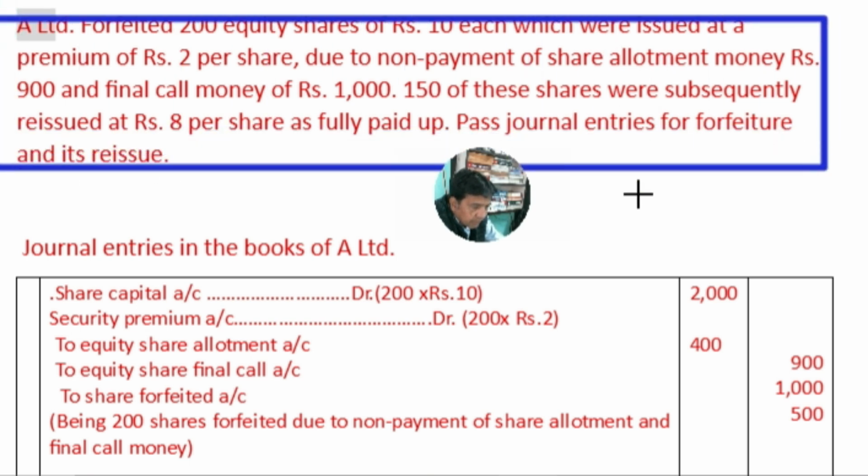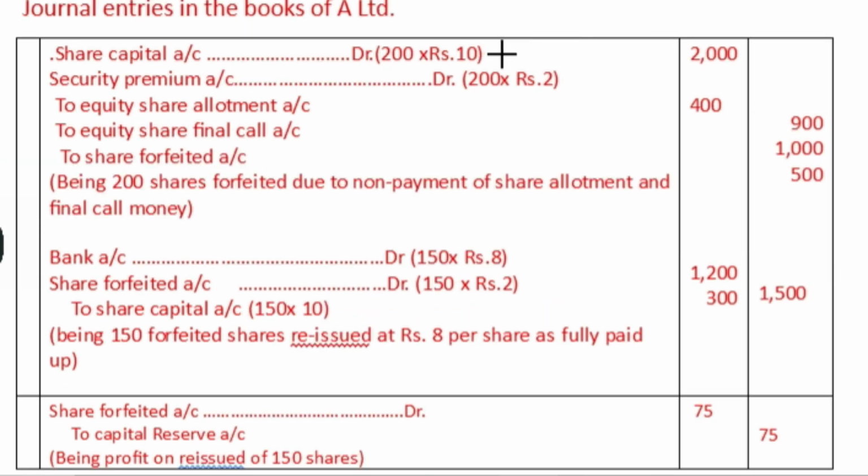Your journal entries are to be recorded as follows. The journal entries start from the forfeiture entry, not the issue entries of application, allotment and calls. As I told you, the last three journal entries are usually passed in this type of problem, and these journal entries are as follows.